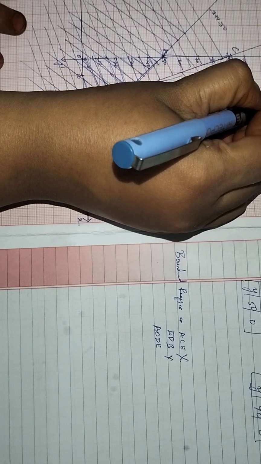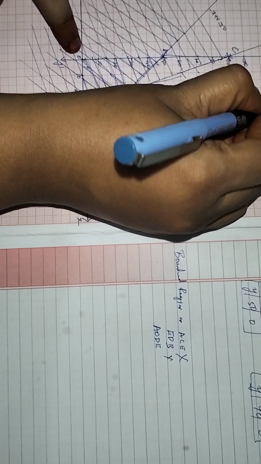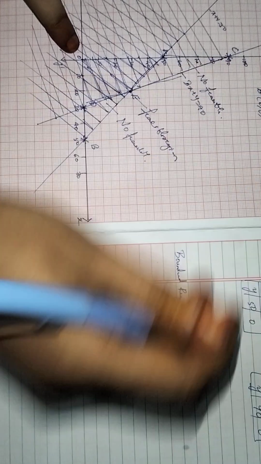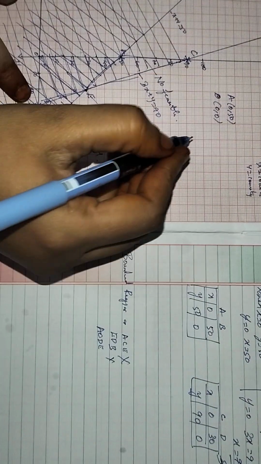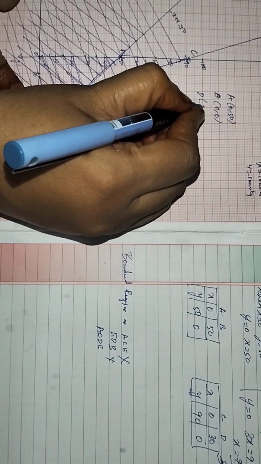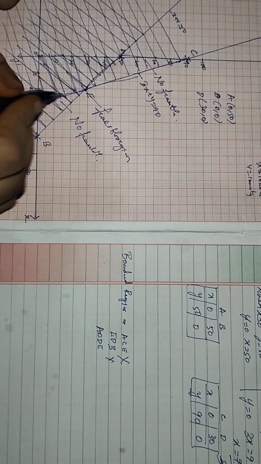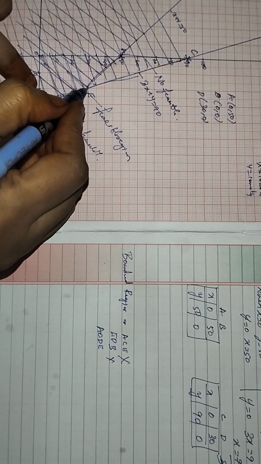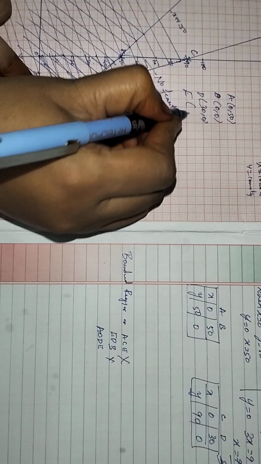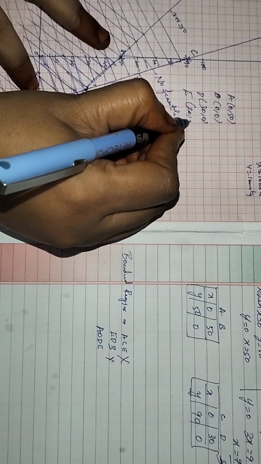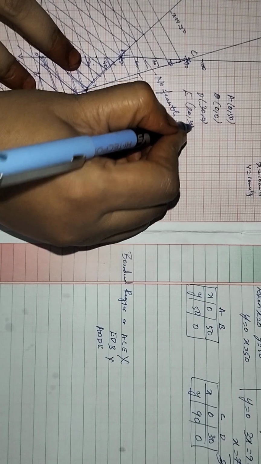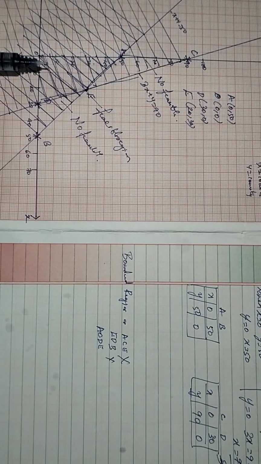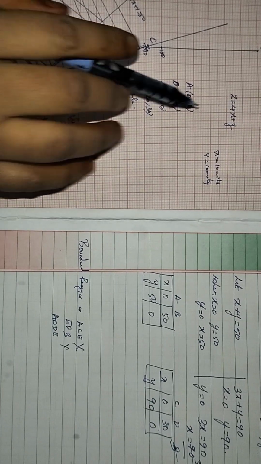So what are the points we have in this feasible region? A, which is 0, 50. O, which is 0, 0. D, which is 30, 0. And this point is an intersection of these 2 lines. So you can check x is 20, y is 30. 20 comma 30. These are the bounded points where the solution exists for the given objective function.